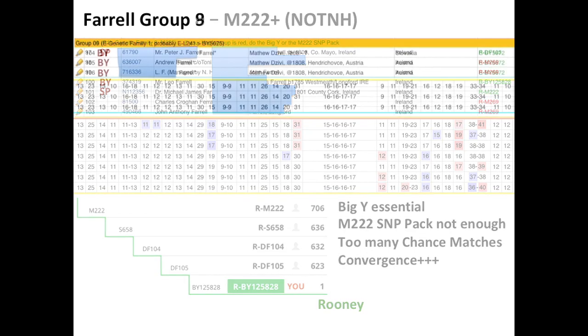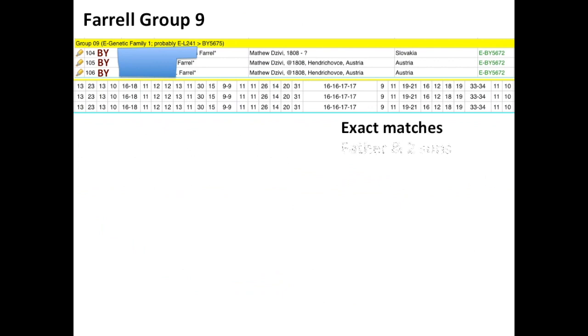Farrell group 9, these are all exact matches. Look, there's no mutations at all. It's because it's a father and two sons. And they've all done the Big Y test. Oh my goodness. They're in Austria.